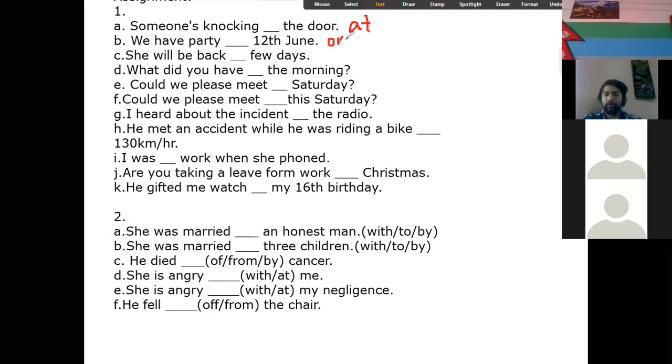We have party. On. But month and date both use on. Very good. She will be back in a few days. In. Duration. Very good. What did you have? In the morning. In. Very good. Morning, evening, afternoon, daybreak use in.